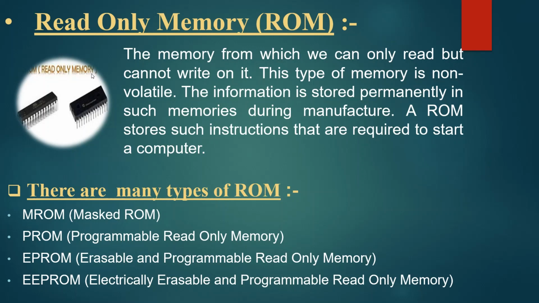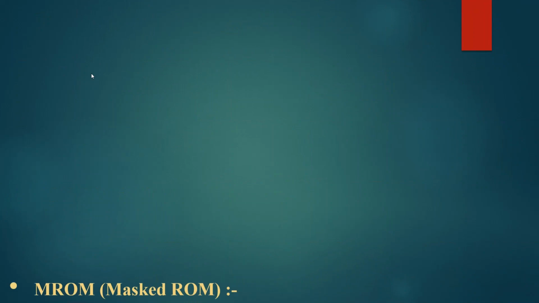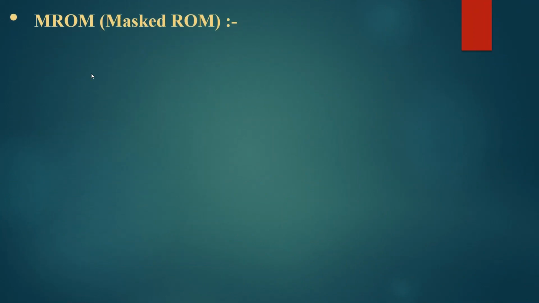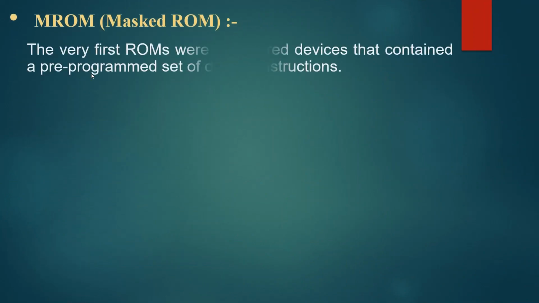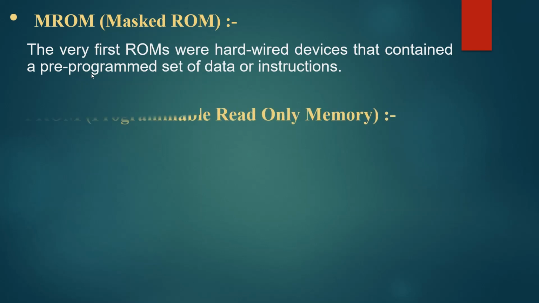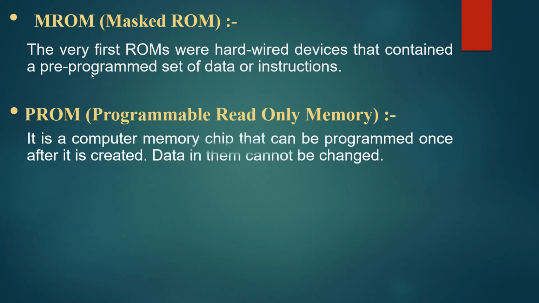Let's understand one by one all these ROMs. Masked ROM. The very first ROMs were hardwired devices that contained a pre-programmed set of data or instructions. Programmable read-only memory. It is a computer memory chip that can be programmed once after it is created. Data in them cannot be changed.